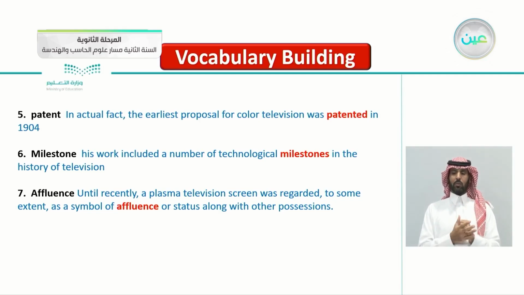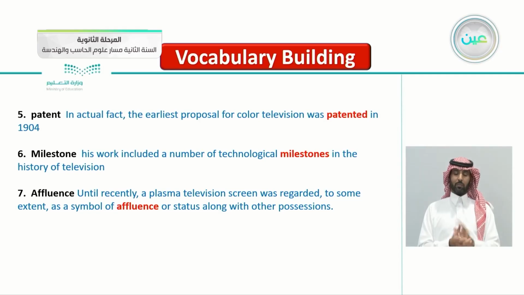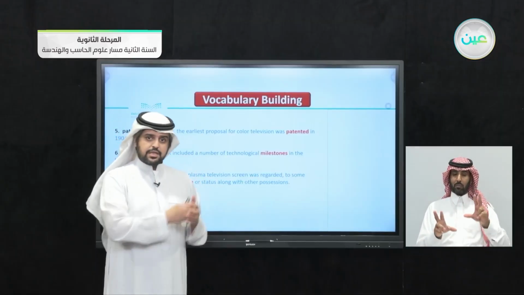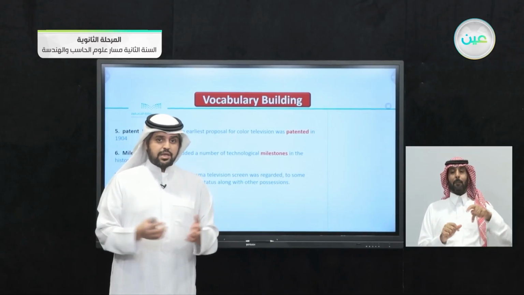Until recently, a plasma television screen was regarded to some extent a symbol of affluence or status along with other possessions. Meaning that in the last years, if you had a plasma TV, this gives a sign that you are rich, you have expensive possessions. So if you own a plasma TV, in the years that we're talking about here, this means that you are rich, wealthy, or affluent.